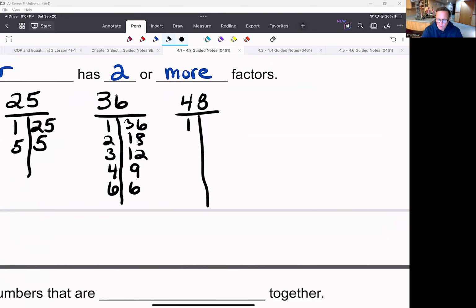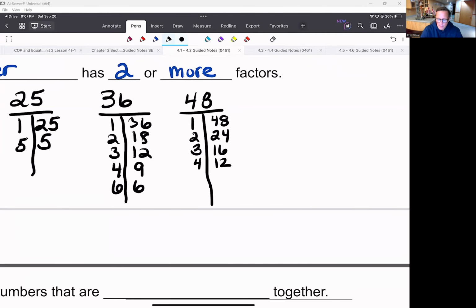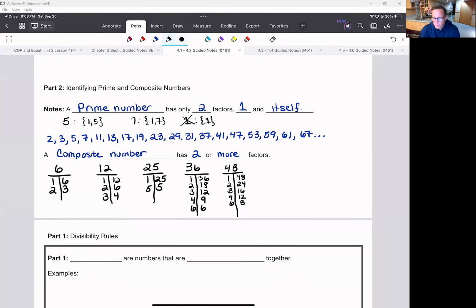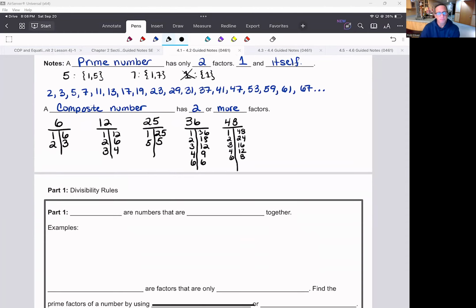Like with 48, I'm just thinking of this. So 1 times 48 makes 48. Got 2 times 24 because it ends in an even digit, right? We know 2 works. We know 3 is divisible because 4 plus 8 is 12. So it's 3 times 16. All right, 4 times 12 is 48. 5 does not work because it doesn't end in a 0 or a 5. 6 works. 6 times 8. All right, and the only number in between 6 and 8 is 7, and 7 is not a factor. Okay, so those are just a few examples of composite numbers.